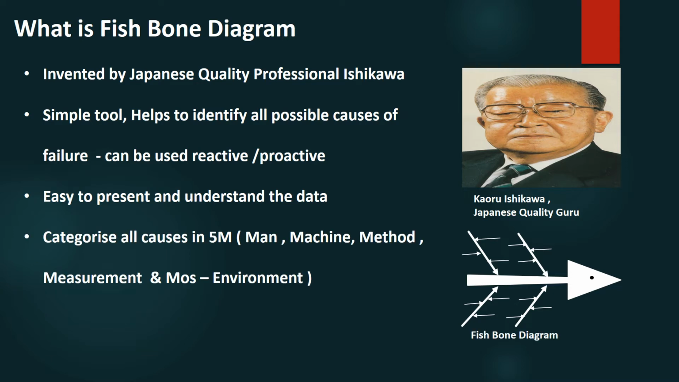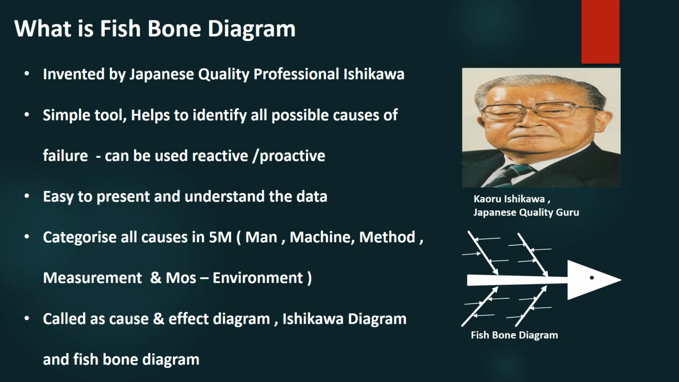It categorizes all the causes under the 5M, that is man, machine, method, measurement and environment. Environment is called Mother Nature also. It is also called the cause and effect diagram, Ishikawa diagram and fishbone diagram.